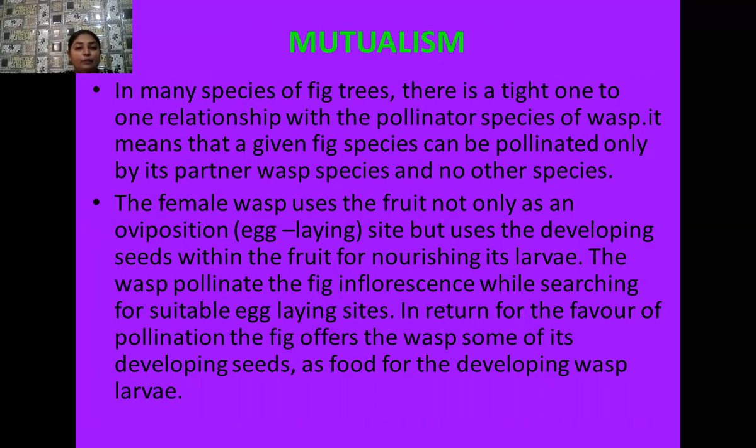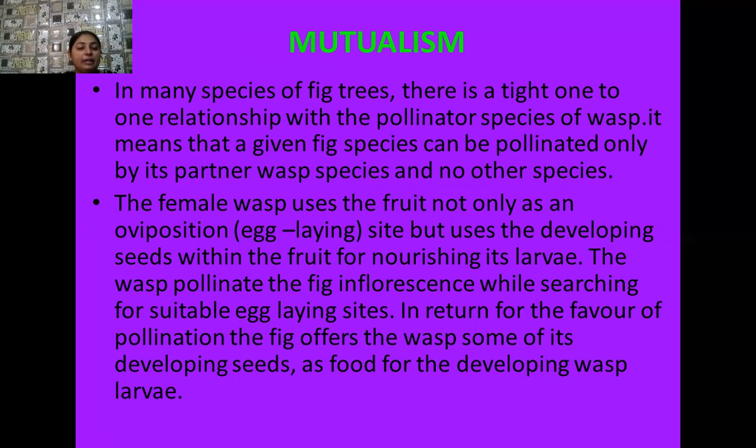Okay, student, I am going to give you a very interesting example of the fig trees. So in many species of the fig trees, there is a tight one-to-one relationship with the pollinator species of wasp. It means that a given fig species can be pollinated only by its partner wasp species and not any other species. So what happens? The female wasp uses the fruit not only as an oviposition or egg-laying site, but uses the developing seeds within the fruit for nourishing her larvae also.